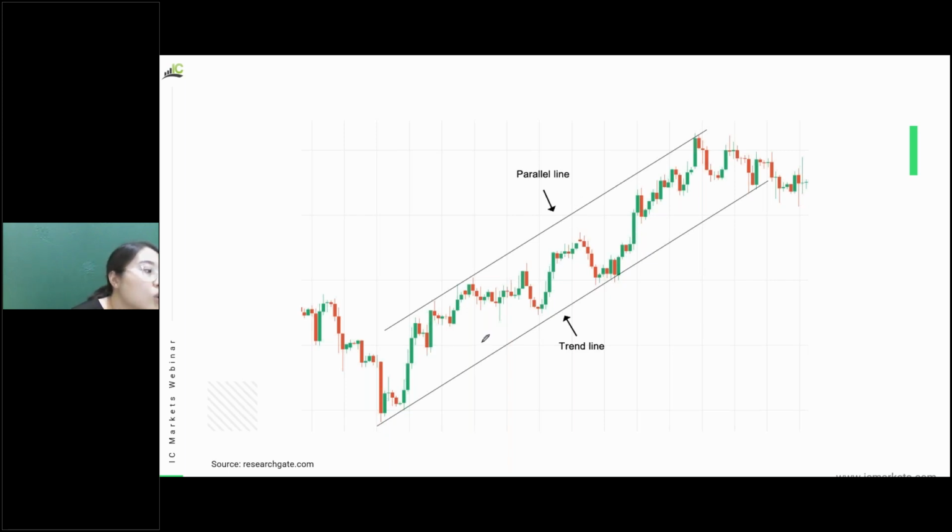Okay, cool. So you use a parallel channel and a trend line to find direction, and then you use it to look for entry. So if I find that price is going up, I'll look for a buy. If price is going down, I'll look for a sell. Okay, next thing.